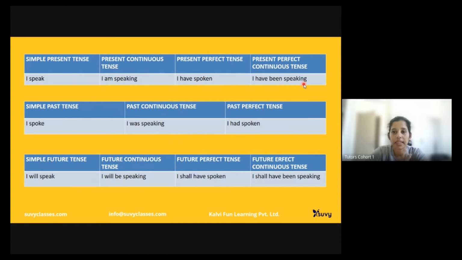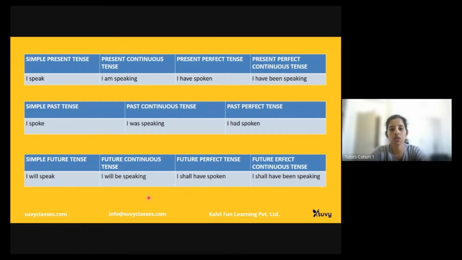Okay, so I think this table will give you a little more clearer picture of how the tenses are differentiated. Okay, so for simple present tense, it becomes I speak. For present continuous tense, it becomes I am speaking. And for present perfect tense, it becomes I have spoken. And for present perfect continuous tense, I have been speaking.